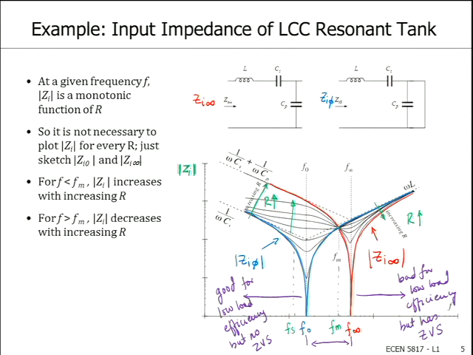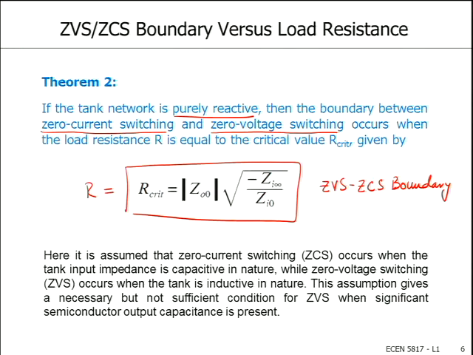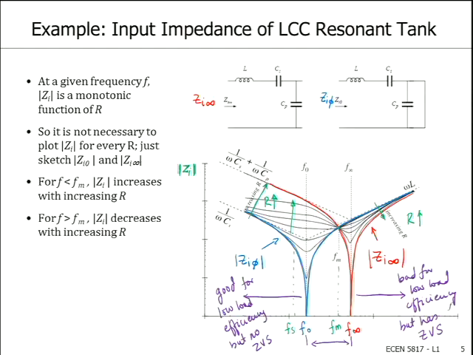Right? Now, our other constraint was that we wanted to also have zero voltage switching, and zero voltage switching we can basically observe by looking at the slopes of the input impedance, because they tell us sort of the phase of the input impedance. And so where it looks capacitive is bad, where it looks inductive is good.